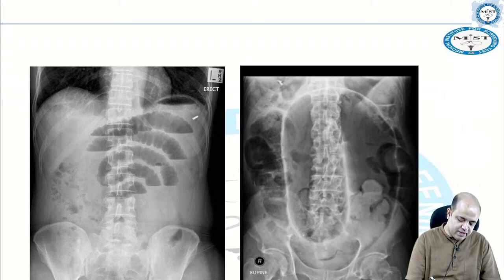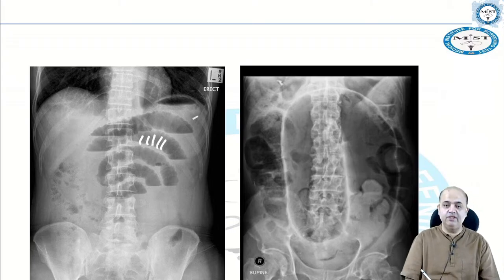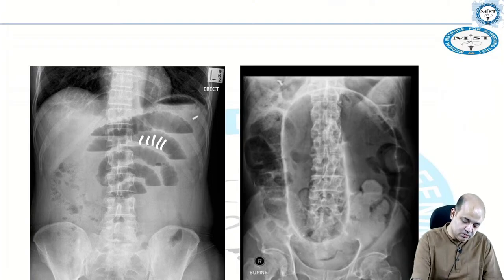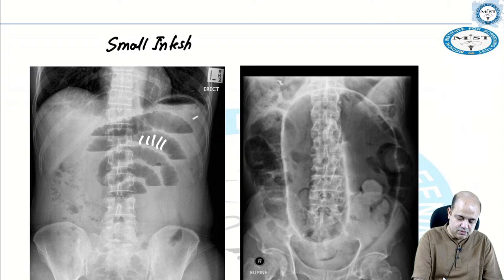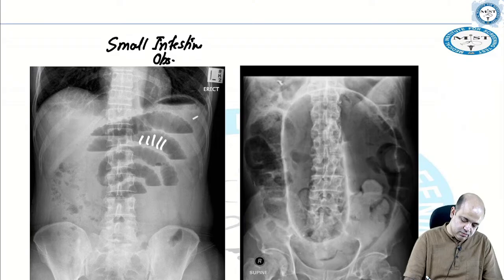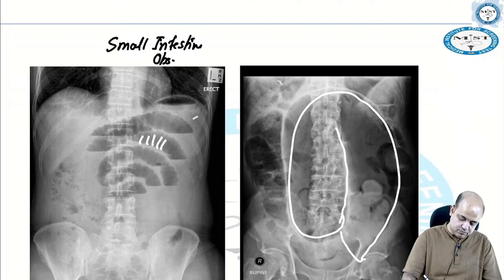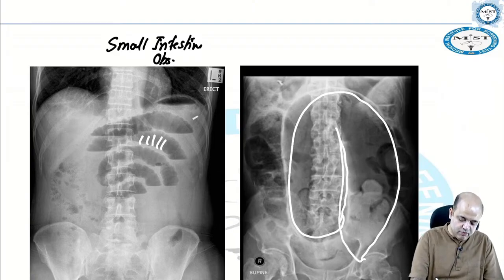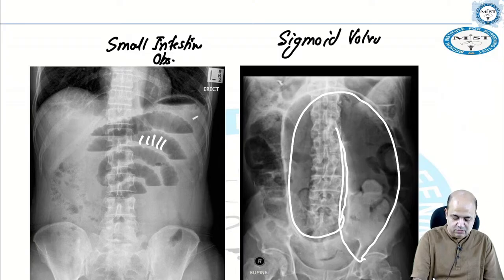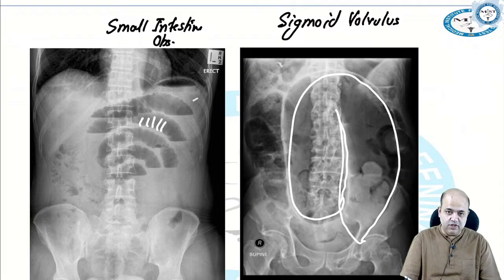What do we see here? There are complete folds that we see over here. This is a small bowel obstruction. Small intestine obstruction. And what do we see over here? Again, this is a sigmoid volvulus, large bowel obstruction. This is a sigmoid volvulus, coffee bean appearance.